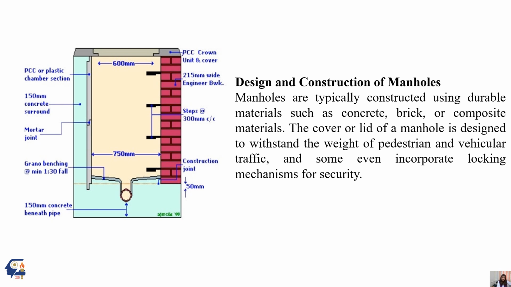As you can see in the diagram, there is some plastic chamber over here. Then we have 150 mm of concrete surround, then mortar joint. Then we have benching, which has a 1:30 fall. Then we have a concrete pipe beneath. Then we have a construction joint. Then we have steps, covers and many ladders. So this is just an understanding of your manholes.